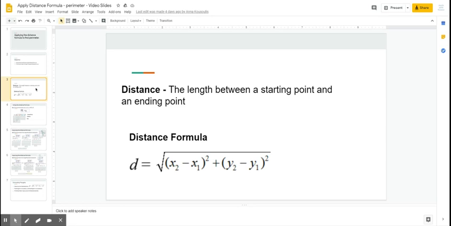So to start with, you need to know what distance is. Distance is the length between a starting point and an ending point. And here is the distance formula. The distance formula says that d is equal to the square root of you take x2 minus x1 and you square it, plus y2 minus y1 and you square that. And then add them up, and then you take the square root.